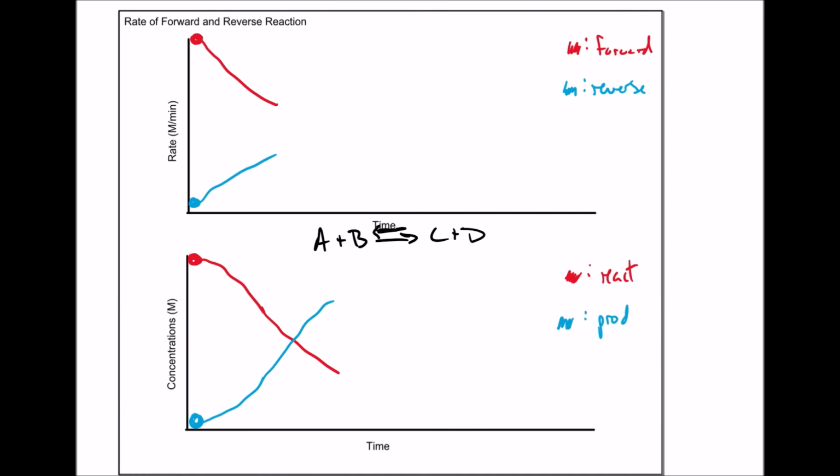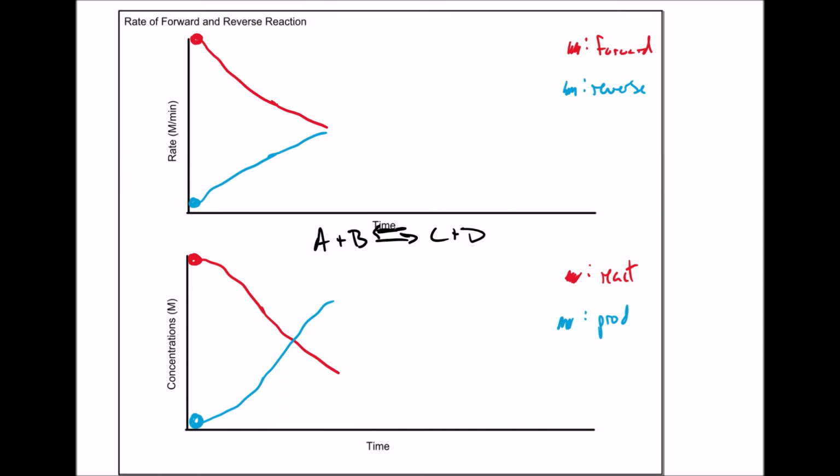With much, much less A and B, the forward rate is going to decrease. And with much more C and D, the reverse rate is going to increase. Now, the cause and effect is important to think about here. Let's shift our attention to the rate, which is going to cause a potential change in the concentrations.